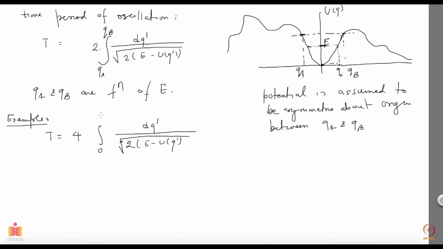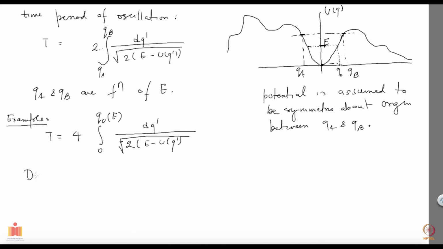Zero to Q naught. I hope that point is clear. The sole reason why I took it symmetric around this was this symmetry. Okay, that's nice. And of course your Q naught is determined by energy. So let me write Q naught is a function of energy. Now what I want to do is the following.